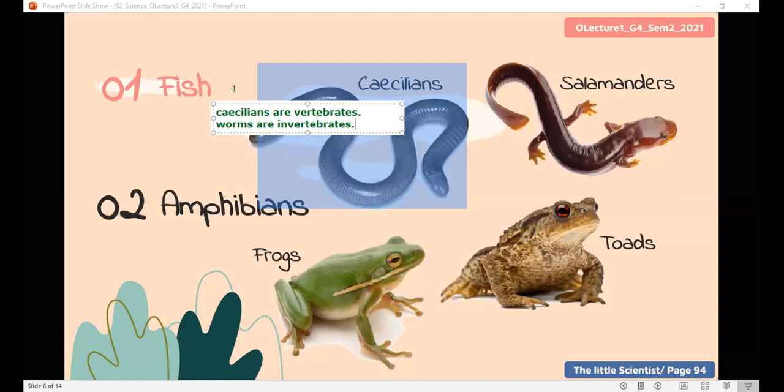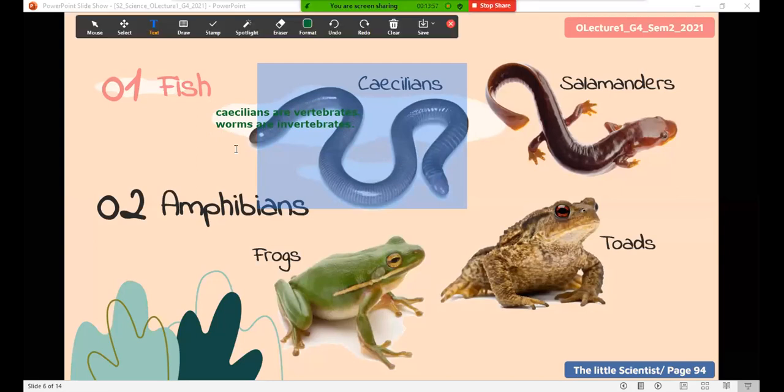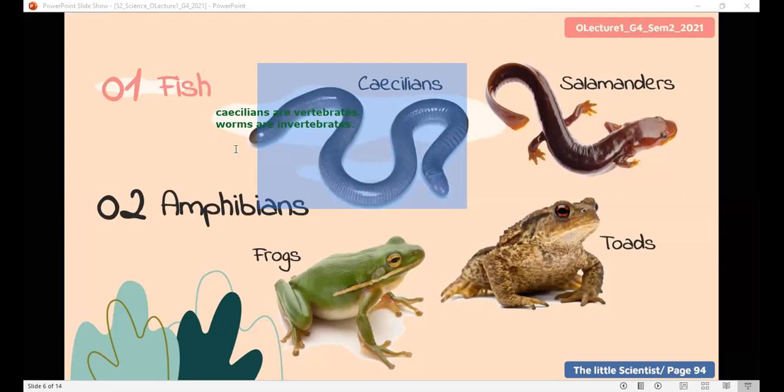The main difference is that Sicilians are vertebrate animals. Worms are invertebrates. So Sicilians have a backbone, but worms do not have a backbone. This is the main and the most important difference between them. Even if animals have a big size, like jellyfish, octopuses, starfish, they are not small, but since they do not have a backbone, we consider them as invertebrates, okay?